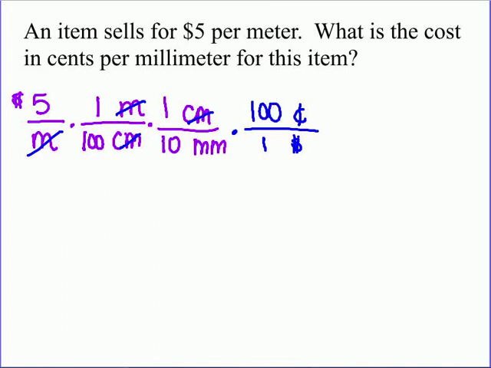Okay, so let's look at the top. On the top, I have 5 and 100. So really, I have 500. What do you have on the bottom? 1,000. So it'd be 500 cents per millimeter, which would be basically a half of a cent per millimeter. So you're going to have to do conversions as well. All right, any questions?